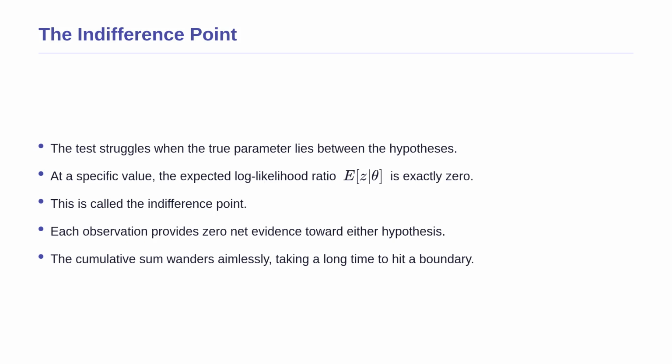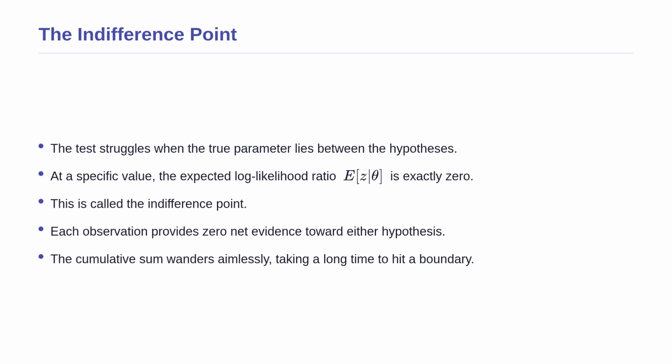So, we have seen how efficient the test is at the extremes. This brings us to the worst case scenario, the indifference point. While the test is fast when the truth aligns with our hypotheses, it struggles when the true parameter lies somewhere in between. There is a specific value where the expected value of the log likelihood ratio is exactly 0. At this indifference point, each observation, on average, provides 0 net evidence toward either hypothesis. Because of this, the cumulative sum wanders aimlessly up and down. It takes a very long time to hit either the upper or lower boundary.